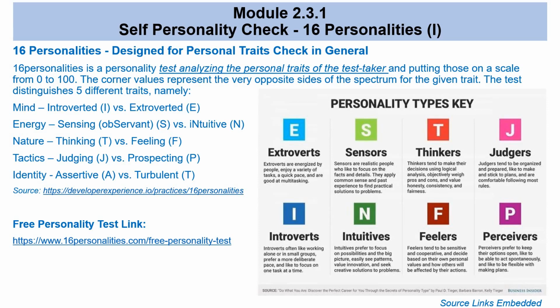Welcome to the Leadership Transition course as we continue on this module that looks again more to the topic of self-personality check. In this particular topic, we will look at the 16 personalities. The 16 personalities is designed for a personal traits check in general, which means unlike Facet 5, which is designed more for the workplace, 16 personalities is more generic.